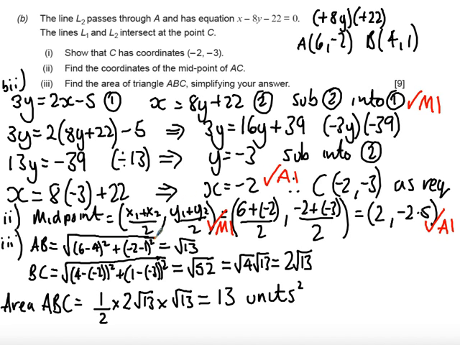Part 3, there is a method mark for using the correct method for the length of a line. There is an answer mark for the length AB, an answer mark for the length BC, and then finally there is a method mark for correct method for trying to find the area of a triangle, so it's going to be half times AB times BC, and then finally an answer mark for the correct answer.